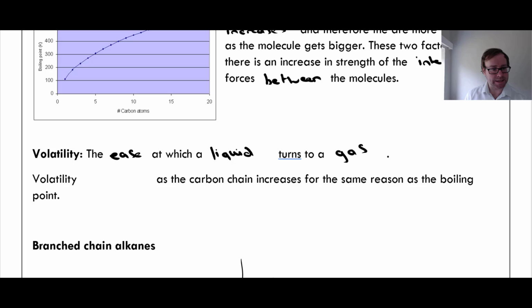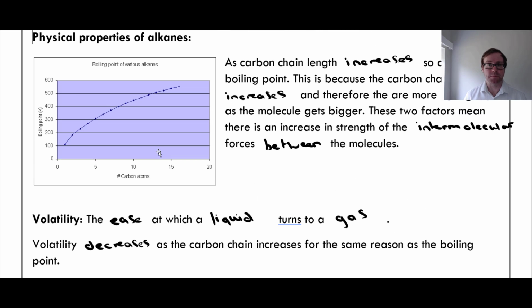So volatility decreases as the carbon chain increases for the same reason as the boiling point. The boiling point increases because we have more intermolecular forces, so we need more energy to break those forces. That must mean the volatility, when it goes from a liquid to a gas, must decrease because it needs more energy to turn an alkane from a liquid to a gas. So same reason.